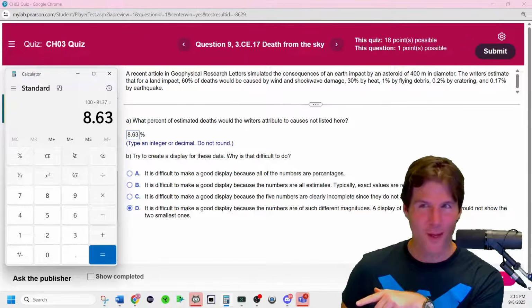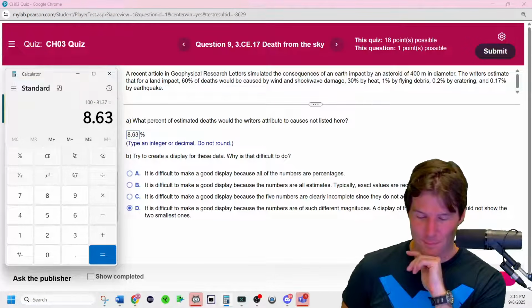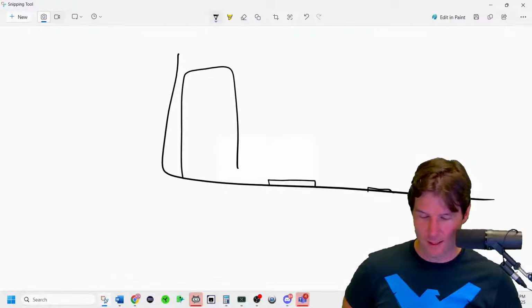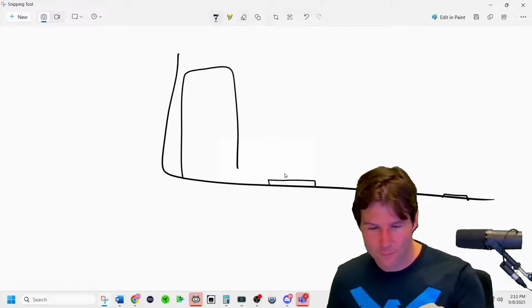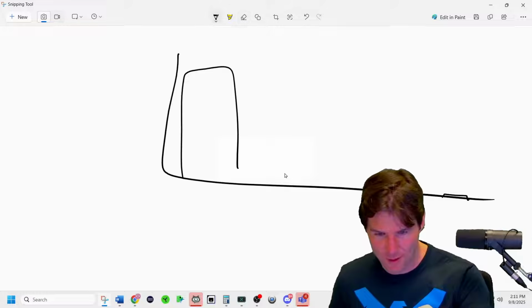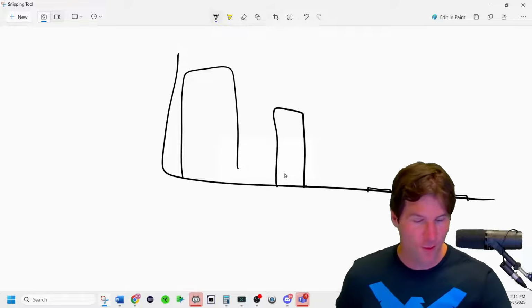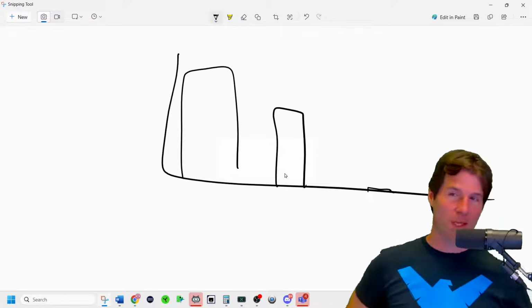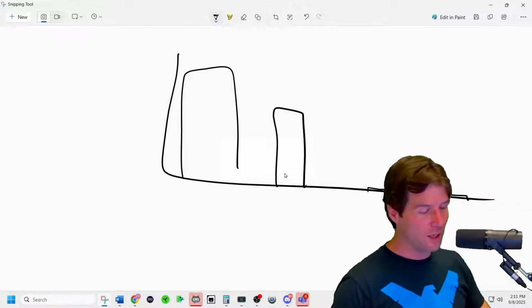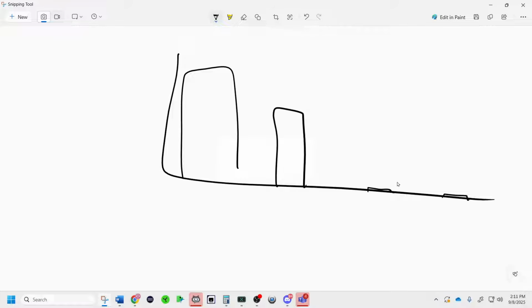And I knew the bottom one's right. I've done this one a lot. If you have bars that are so big, like 60% of the total, 30% of the total, then the bottom bars are going to be virtually impossible to see due to the magnitude of the other bars. So it's really hard to display stuff like this if you have 0.1% compared to 60%.